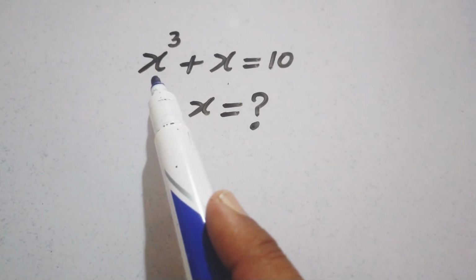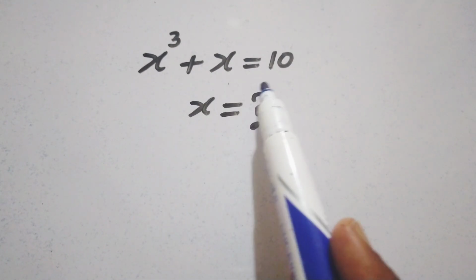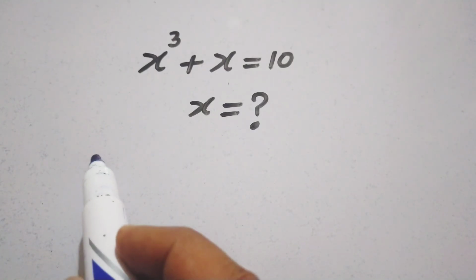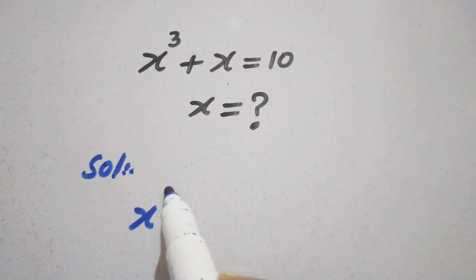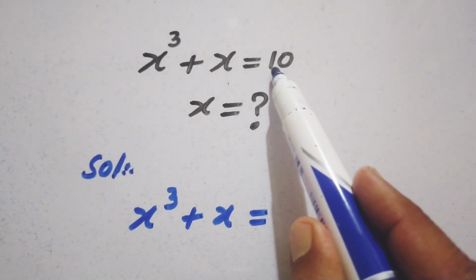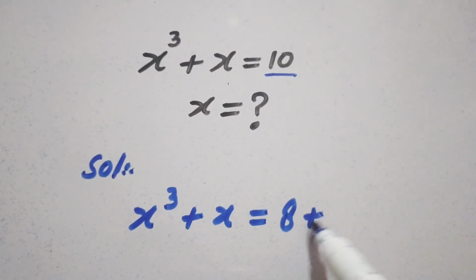Hello everyone, you are welcome to solve this very nice algebra equation: x cubed plus x is equal to 10, and we are interested to find x. Let's come to the solution. As x cubed plus x is equal to 10, we can write 10 as 8 plus 2.